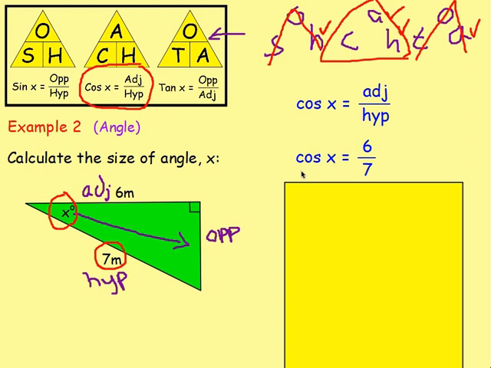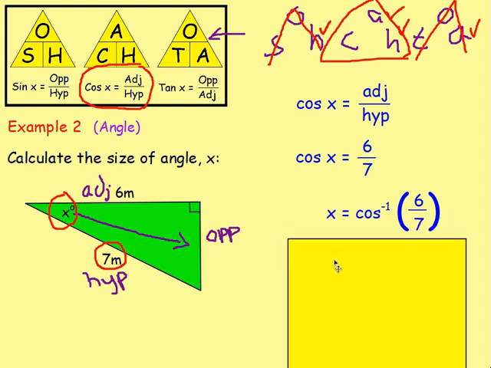Brilliant, you're really taking the inverse of cos. So we write down x, to get the x on its own, and we are getting rid of cos here, leaving us with x. So on the other side, we would do the inverse cos of 6/7. So we've got cos to the minus 1 of 6/7.